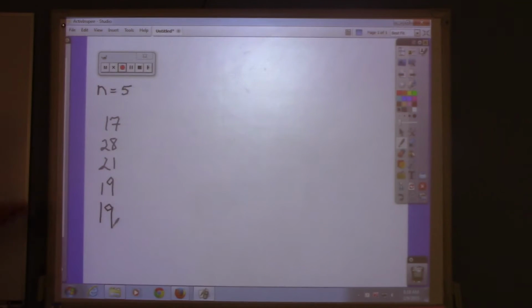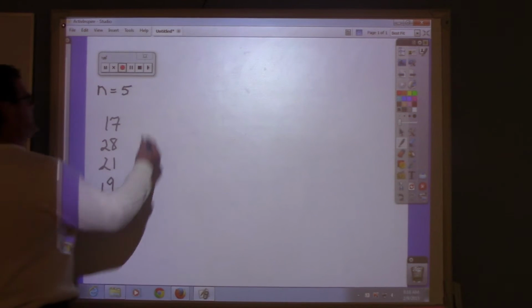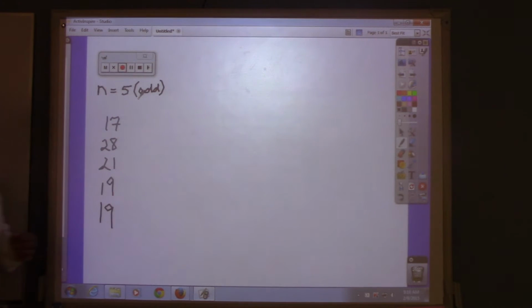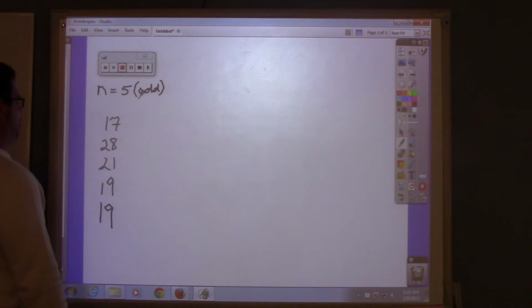Okay, there's 5 numbers. First of all, n is odd. Let's write that down. N is odd. That's going to affect the median. If n is odd, it's easy to get the median. If n is even, you have to take the two middle numbers and average them together. Write that down. We'll go over it again. Don't worry. Second of all, you put them in order.